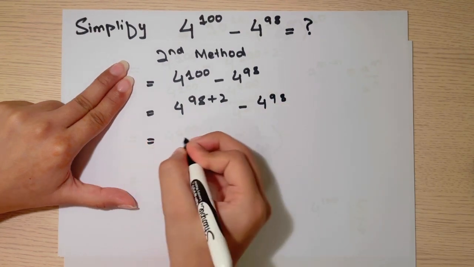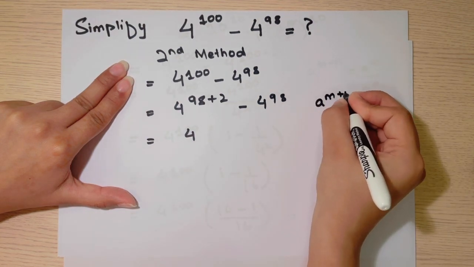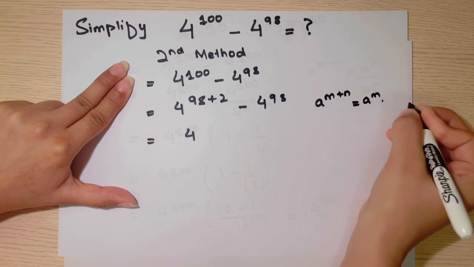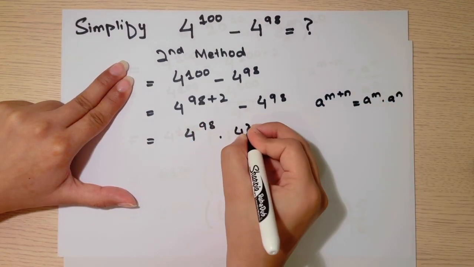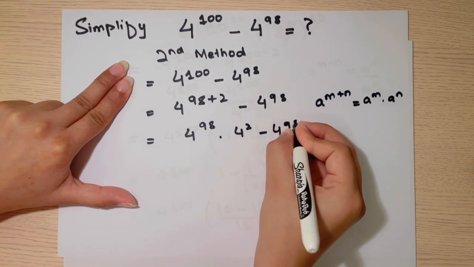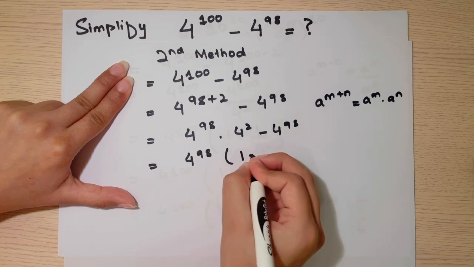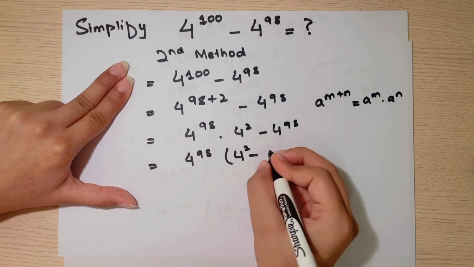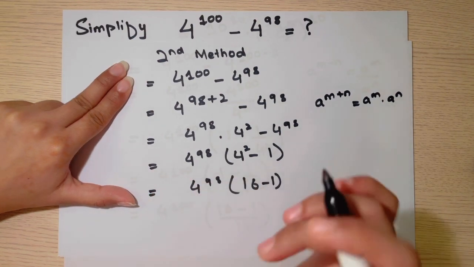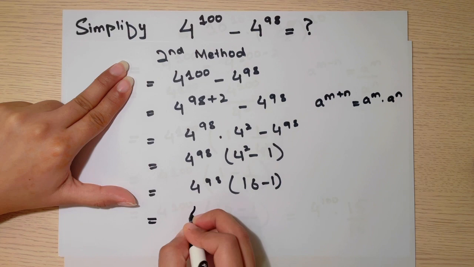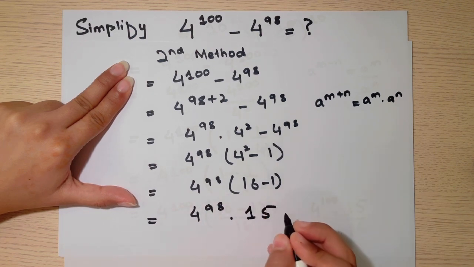So we can take 4 raised to power 98 as common. We forgot to use an exponential rule here, which is a raised to power m plus n is equal to a raised to power m into a raised to power n. So we can write it as 4 raised to power 98 and 4 raised to power 2 minus 4 raised to power 98. So we can take 4 raised to power 98 as common. We're left with 4 square minus 1, which is equal to 4 raised to power 98 into 16 minus 1, and our solution is 4 raised to power 98 into 15.